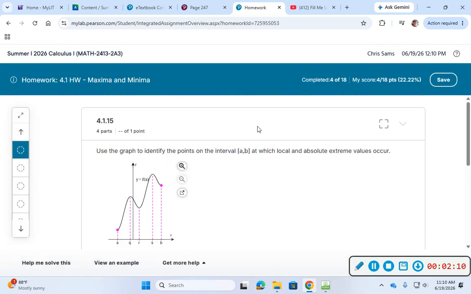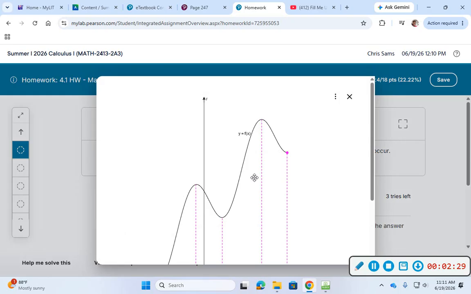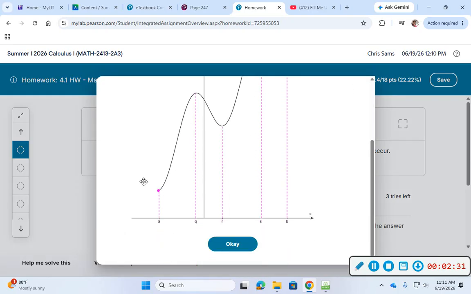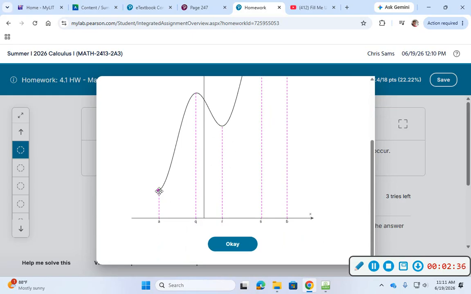All right, we're going to go on to the next one. This is going to be number 5. We got 4 parts here. So we're going to use this graph to identify points on the interval AB at which local and absolute extreme values occur. So we're looking for local and absolute extreme values. All right, so let's blow this up. Let's talk about everything. So we have absolute lowest point is A.